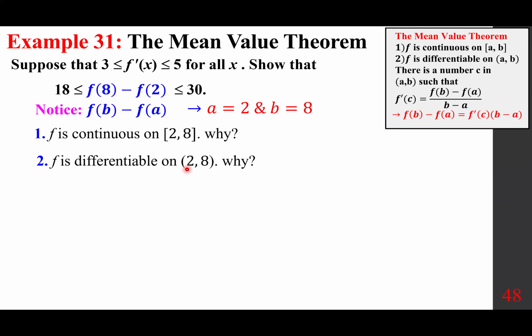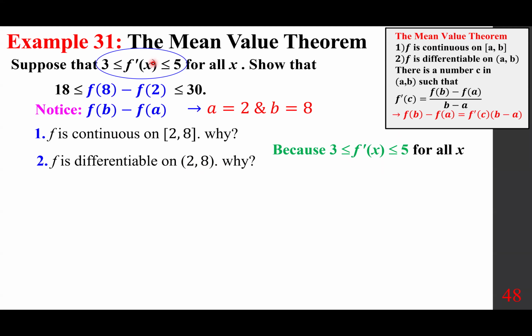Why is that? Well, take a look. Suppose that f prime of x is between 3 and 5 for all x. What does it mean? The function is differentiable because f prime is between 3 and 5. It indicates that it's differentiable everywhere. If it's differentiable everywhere, it's differentiable in the open interval of 2 to 8. And if it's differentiable, it's also continuous, not the other way around. Differentiability means also continuity. So the proof comes from the fact that this is given.